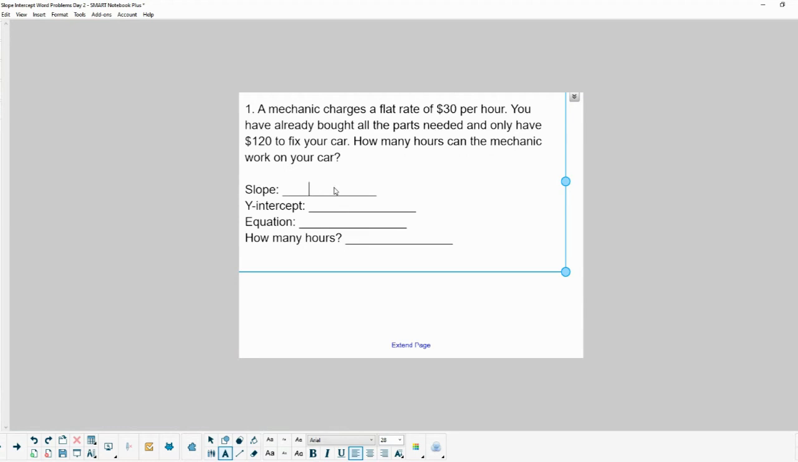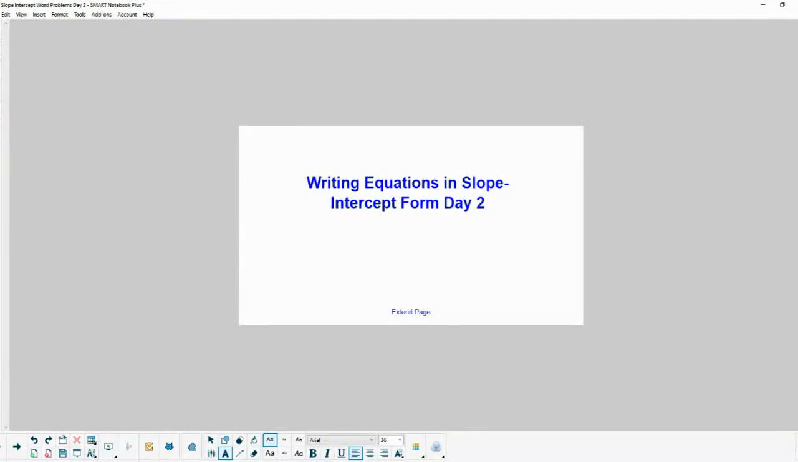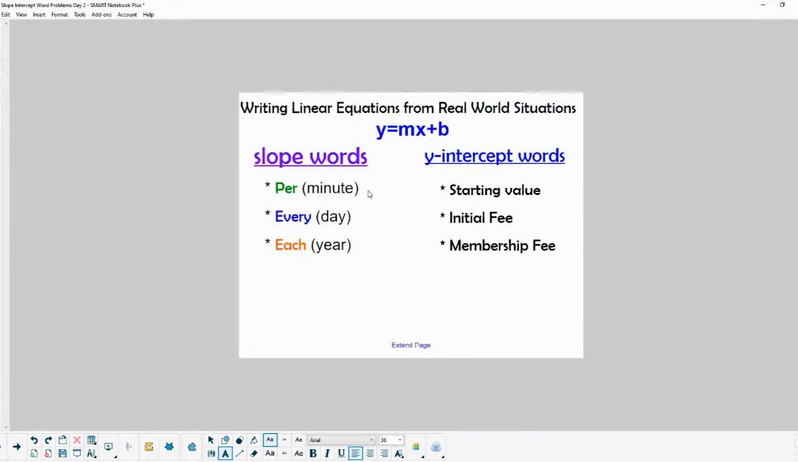Okay, let's get started right away here. All right, so we're writing equations in slope-intercept form again today, and we want to get really good at it and see all of the practical uses for these kind of equations. So let's get right into it.